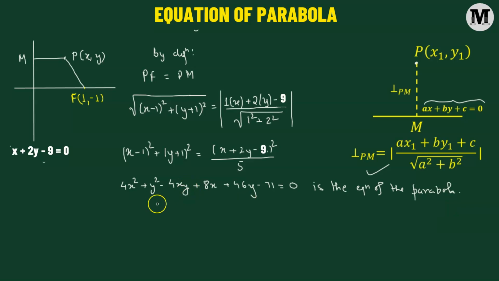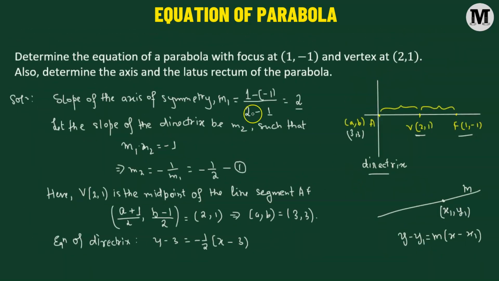Fine. So now that we have the equation of the parabola, the first part is done. Our next goal will be to determine the axis of the parabola and the latus rectum of the parabola. To find out the equation of the axis of the parabola, we'll use the point slope form of a line, because this axis is passing through the 2 points, the vertex and the focus. We can consider any one of the points, and we already have the slope of the axis of symmetry, which is positive 2. So we will be able to determine the equation. And in the next task, we have to obtain the latus rectum of the parabola.